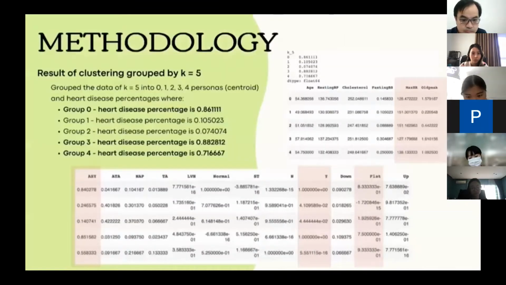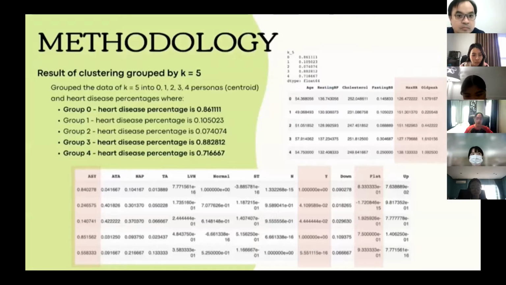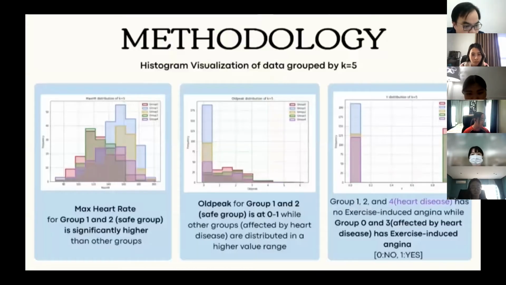Let's move on to our other k, which is k equal to 5. The data were grouped into 5 groups, where I will consider group 1 and group 2 to be safe groups that have only 10% and 7% affected by heart disease, while group 0, group 3, and group 4 are considered to be risk groups. As for the histogram visualization, we can see a similar pattern as K3: the risk group will have lower max heart rate, Oldpeak distributed in a higher value range, and has exercise-induced angina.